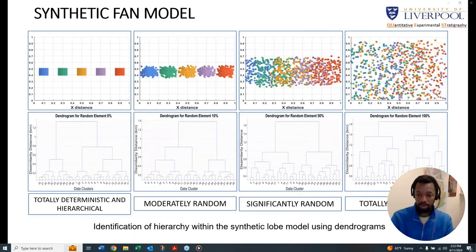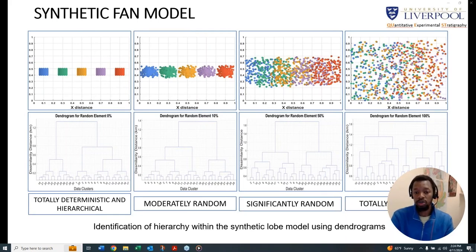And to ascertain that these metrics work well, we developed some synthetic fan models, from a totally deterministic and hierarchical one, where we know the number of steps, to a totally stochastic one with no hierarchy at all. So when we apply our metrics on these models and get the desired results, it gives us the confidence that what we've developed has worked.